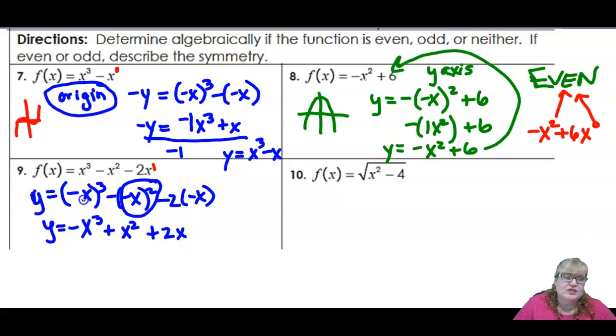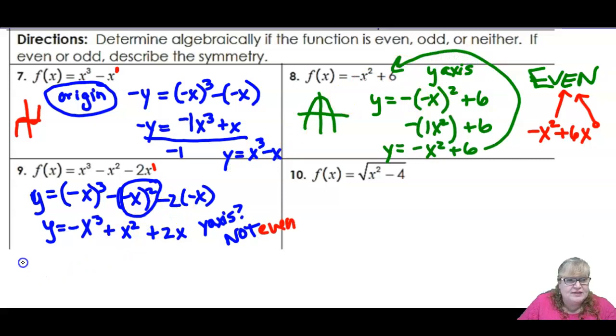Okay, so we changed out x, which checks for y-axis symmetry. And it is not equivalent to what we started with. So it does not have y-axis symmetry. We could graph it and look. It's not x-axis symmetric because that isn't a function. It's not one of our choices anyway. We just need to determine, so it's not even here. We need to determine if it's odd.